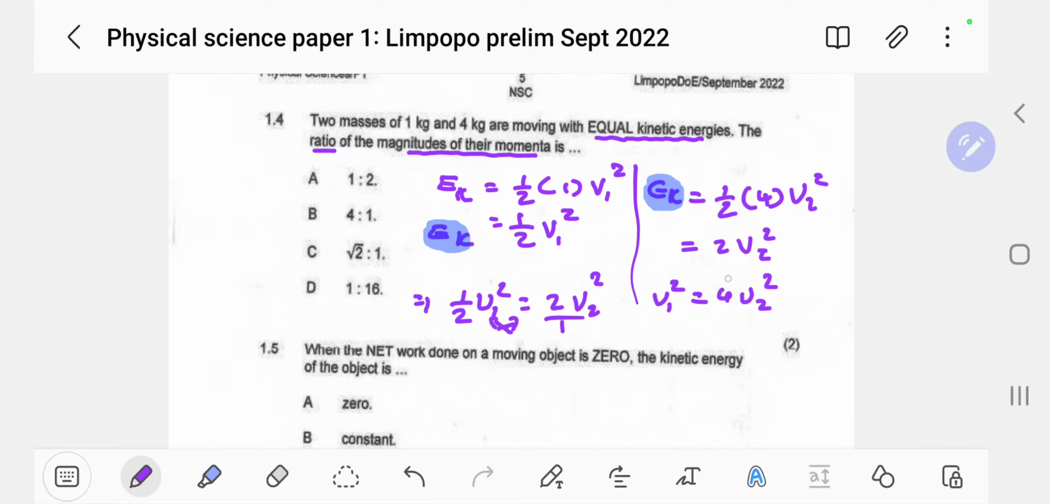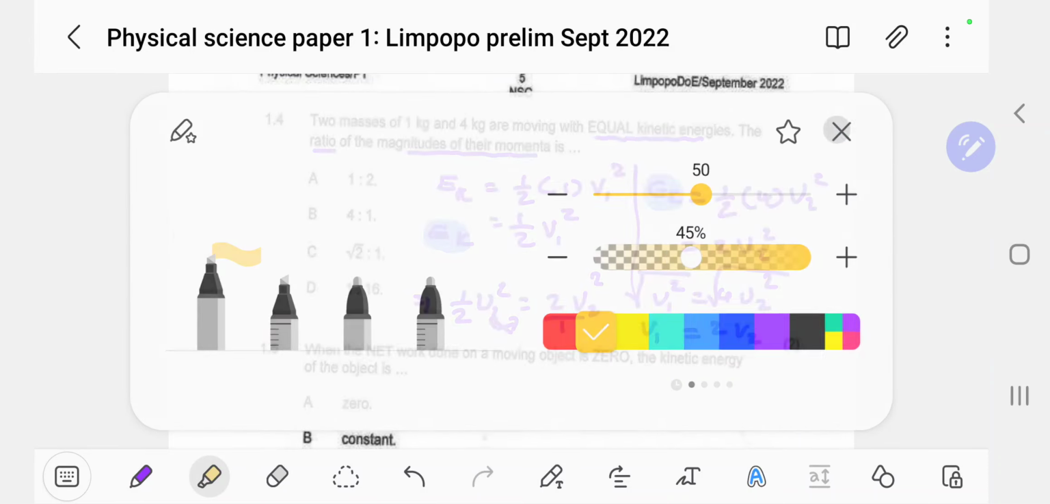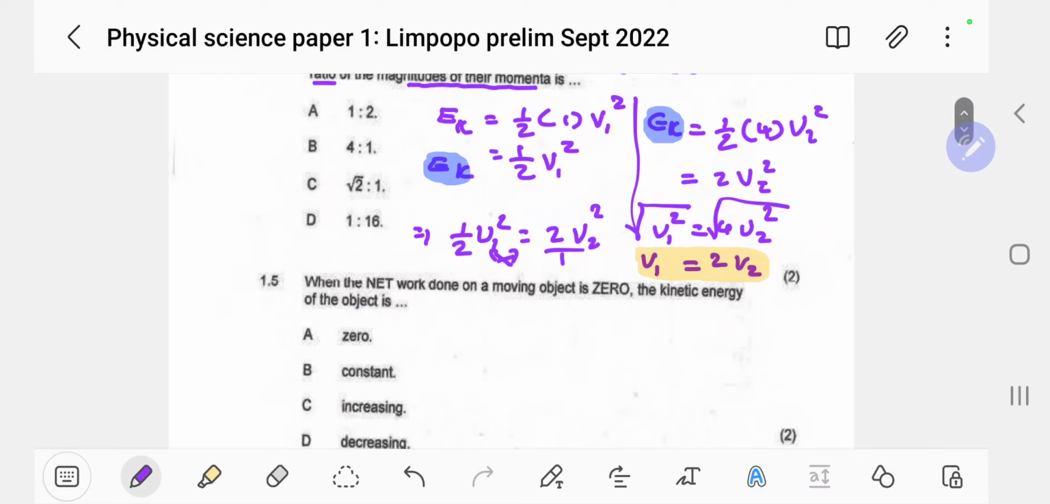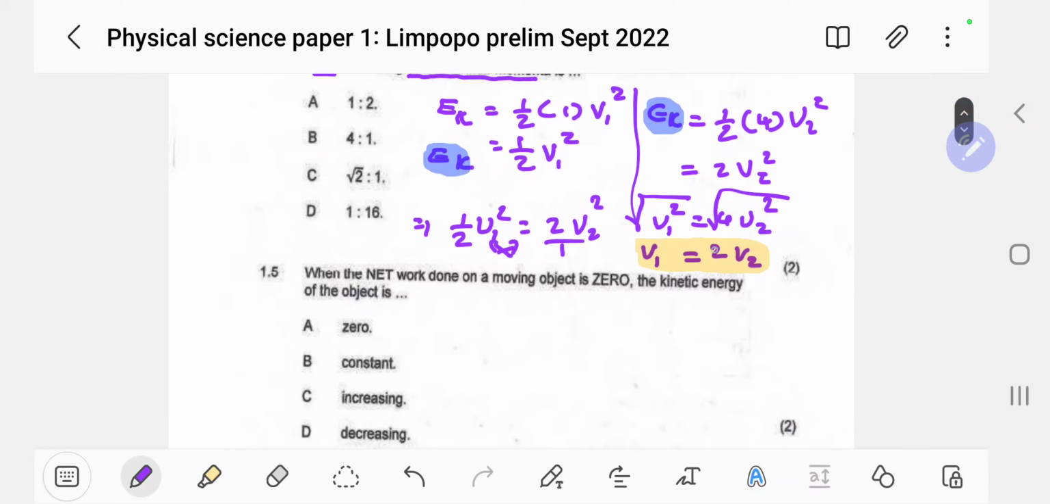And then of course, what do we want? We want to deal with momentum, so you take the square roots on both sides. This is going to say V1 is equal to 2V2. So this is most important because we want this information. Once we know the relationship of their velocities, then we can make an argument about their momenta. So now let's look. V1 is 2 times V2.